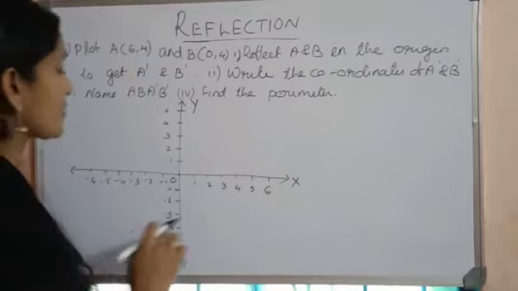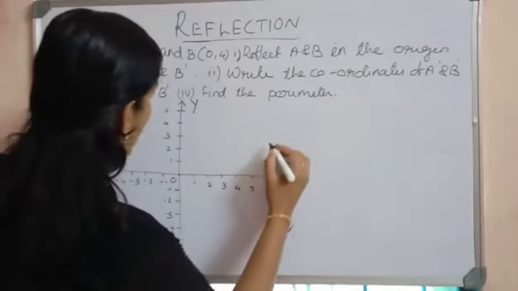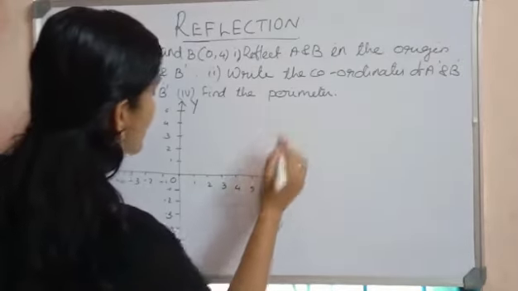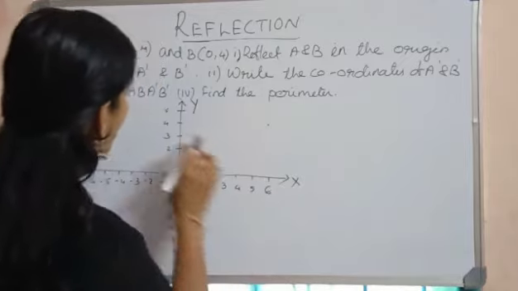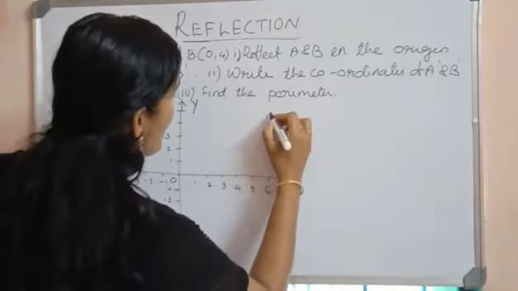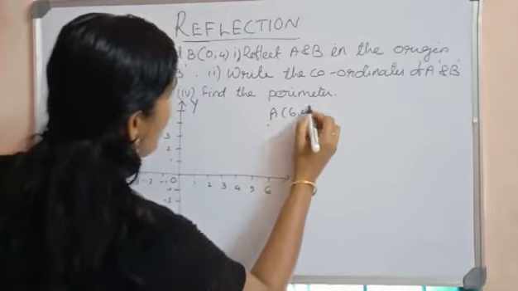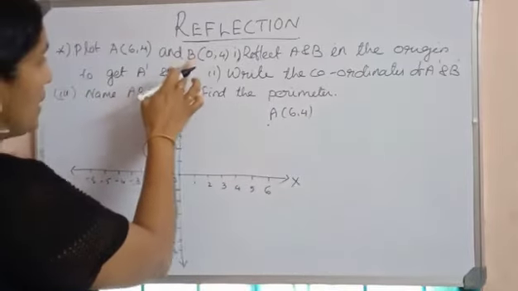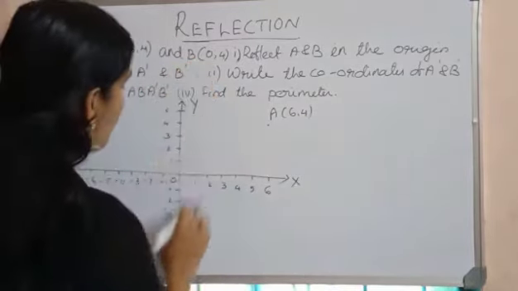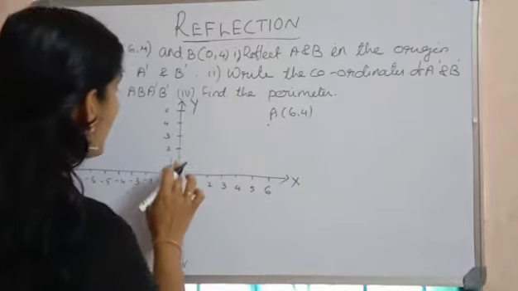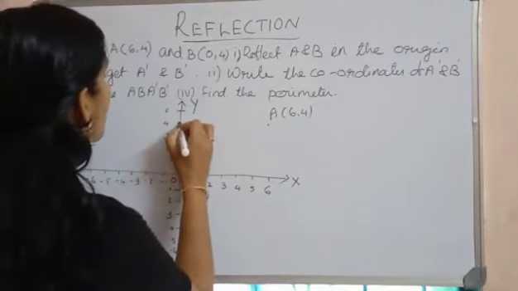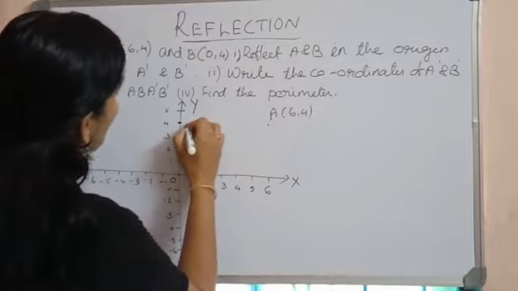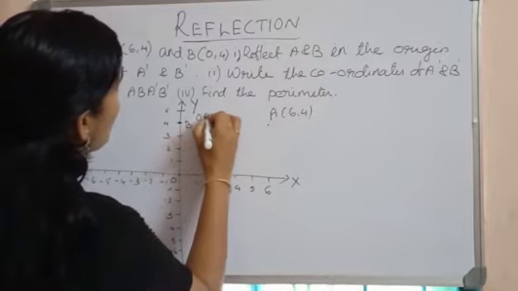A is 6, 4. So it comes over here. It is 6, 4. In the x-axis 6 and in the y-axis 4. So this is A, that is 6, 4. Now when you plot B, B is 0, 4. So in the x-axis 0 and in the y-axis it is 4. So this is B, 0, 4.